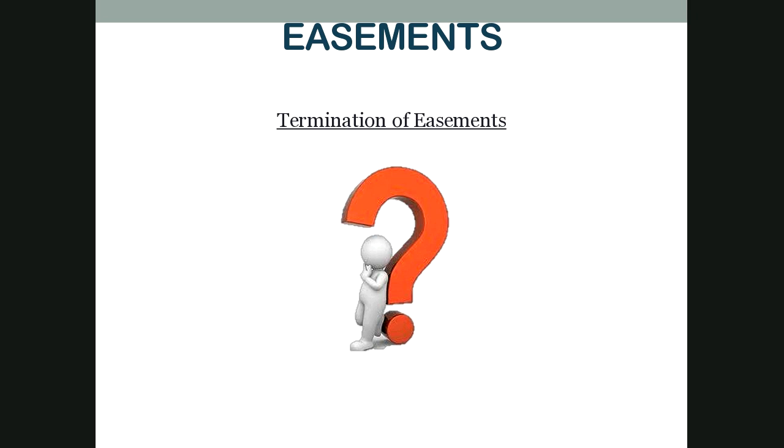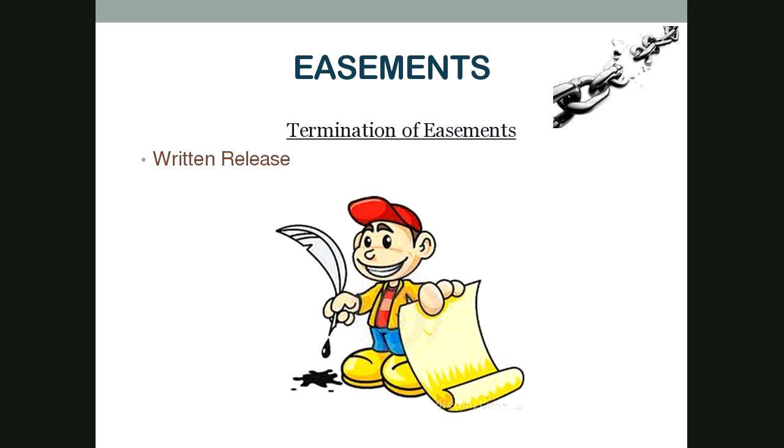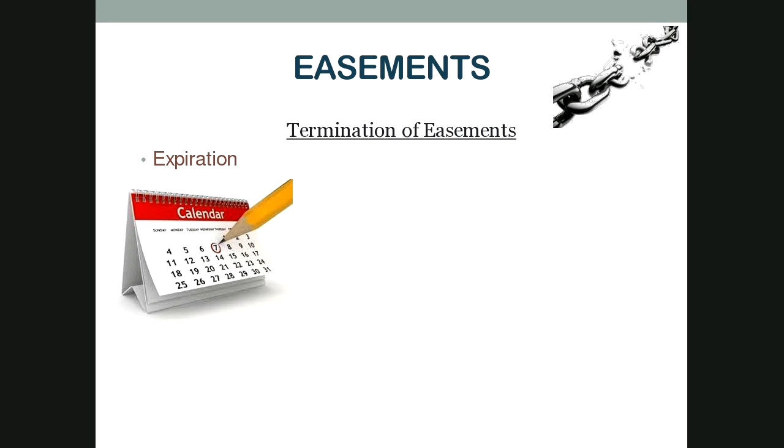All right, so how do you terminate an easement? Well, the easiest way is to just do a written release, right? You write a document that says this easement is terminated. Or you can make an easement expire, right? You can do that a couple different ways. You can do it on a date. You say your easement expires on February 15th, 2099. So now you have an easement for what, 74 years.